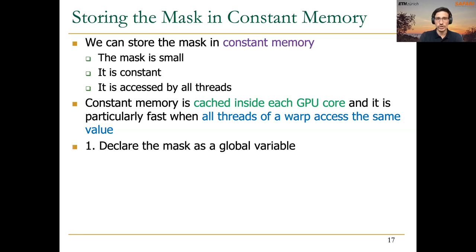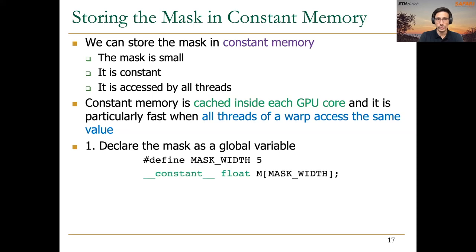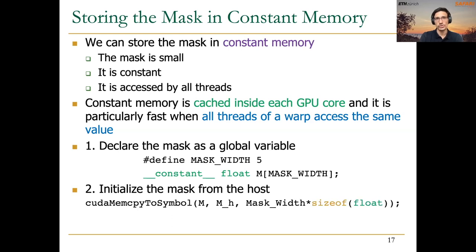First of all, we are going to declare the mask as a global variable. This is the way to do this. In this case, we define the mask width equal to 5. And here we declare the mask M by using this constant qualifier. Then we have to initialize the mask from the host. To do so, we are going to use this cudaMemcpyToSymbol function, where we identify the destination M, that is the mask in constant memory, the source, this M_h that resides in the main memory of the host processor, and the size of the mask, mask width times sizeof float.